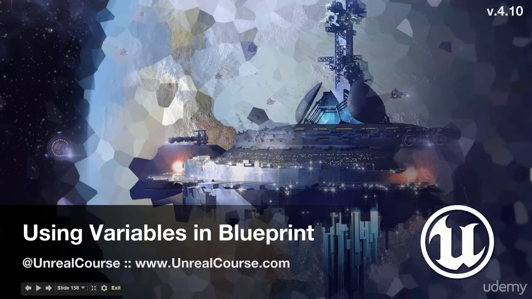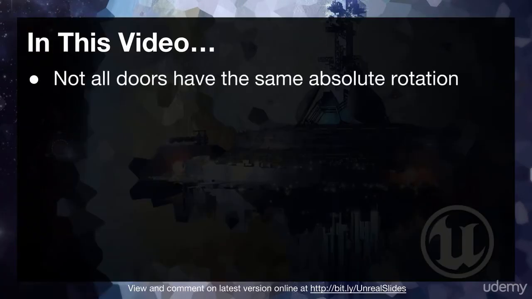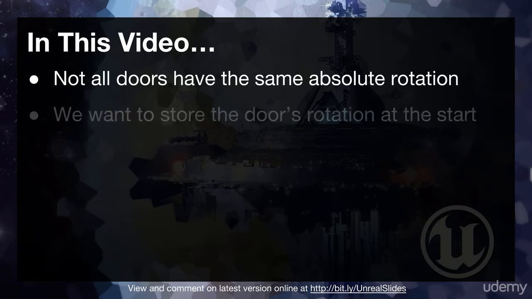So welcome to Using Variables in Blueprint. In this video, firstly, not all doors have the same absolute rotation. I've put my doors in a particular way, but your doors might be on different walls, right? Or your door might be opening strangely. It might open to 90 degrees at start and then close and do the opposite. It may not be behaving right. There's a good reason for it.